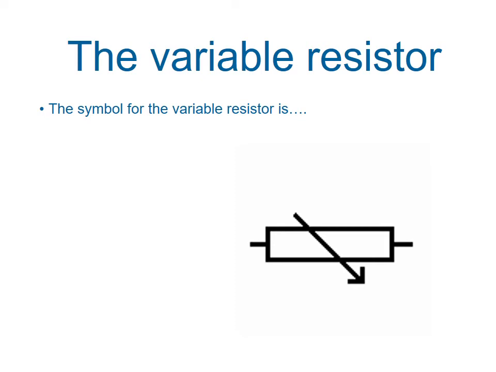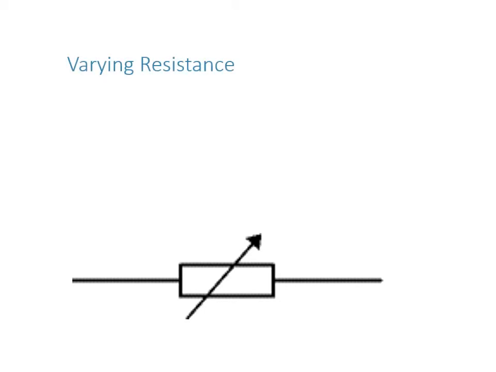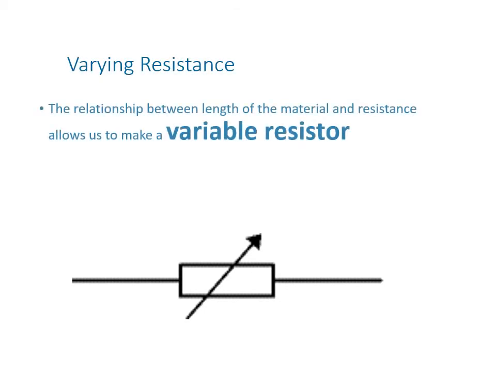Now we're going to look at a variable resistor. The symbol for the variable resistor is the same as the resistor, except we have an arrow through it. The relationship between the length of the material and the resistance allows us to make a variable resistor. So remember, the greater the length, the greater the resistance. The shorter the length of wire, the smaller the resistance.